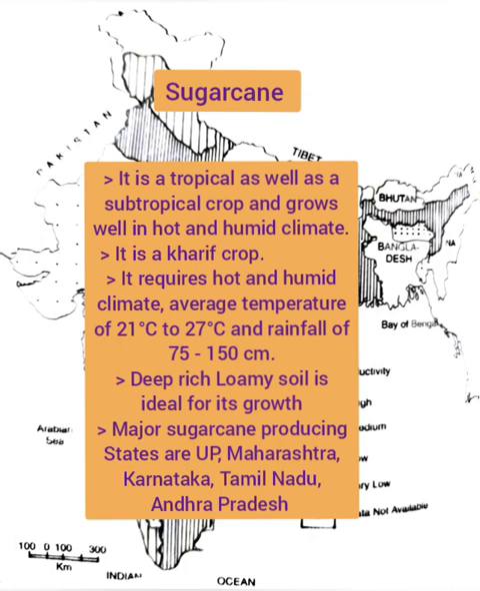It requires a hot and humid climate, a temperature of 21 degrees centigrade to 27 degrees centigrade and rainfall of 75 to 150 centimeter. Deep rich loamy soil is ideal. Top states are UP, Maharashtra, Karnataka and Tamil Nadu.